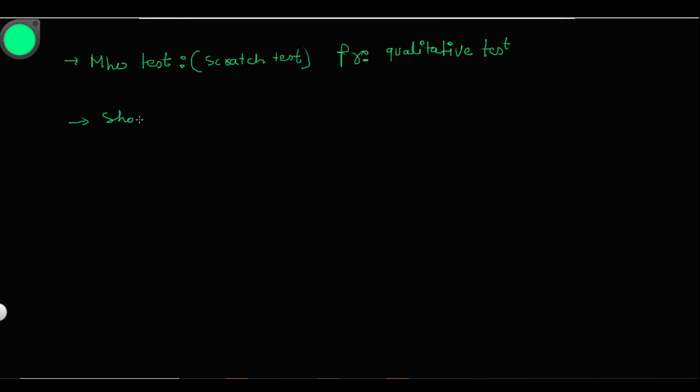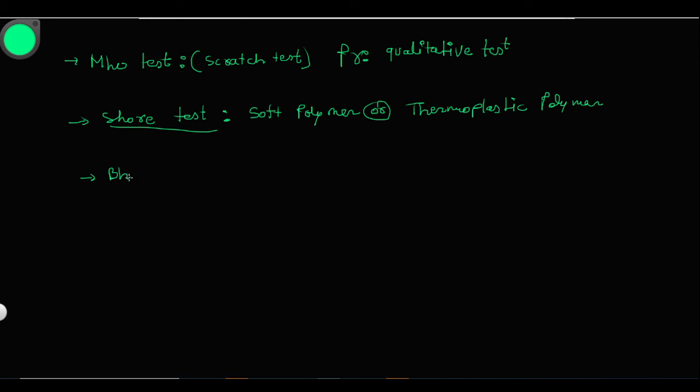Shore test is used to get the hardness of soft polymers or thermoplastic polymers. Now Barcol test is used to get the hardness of hard polymers or thermosetting polymers.